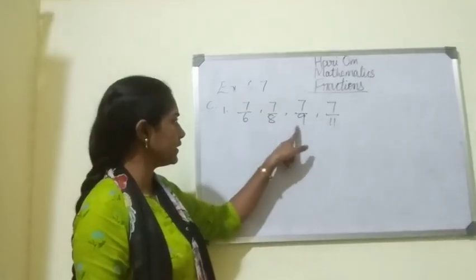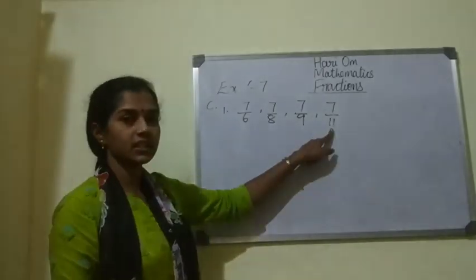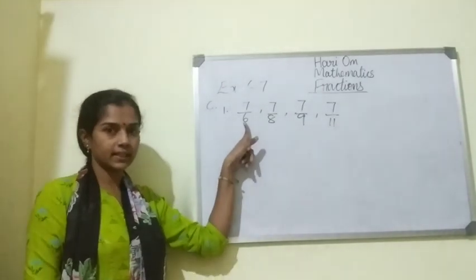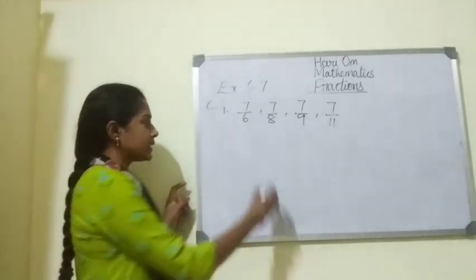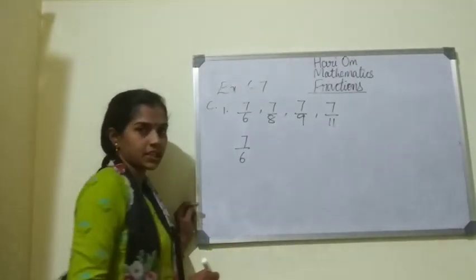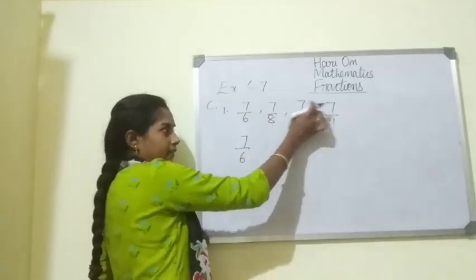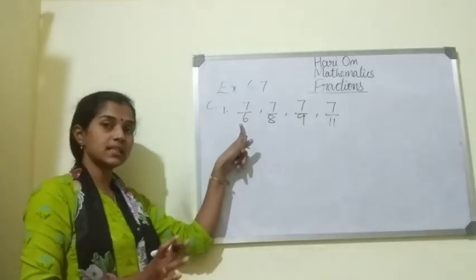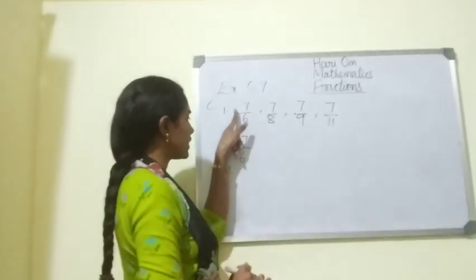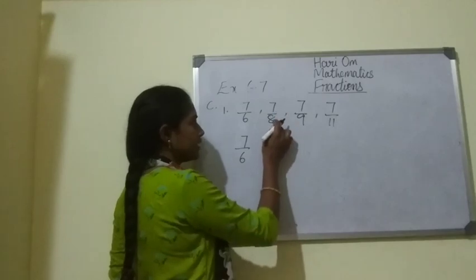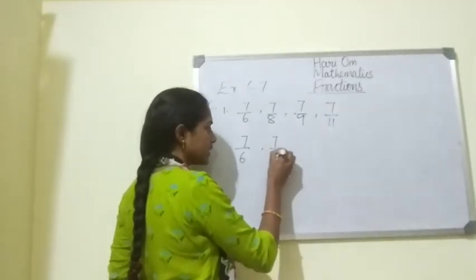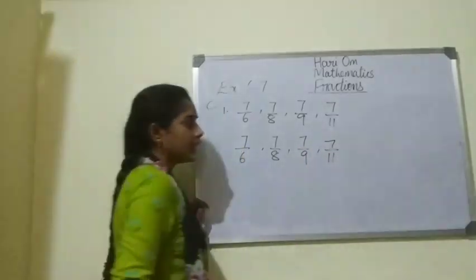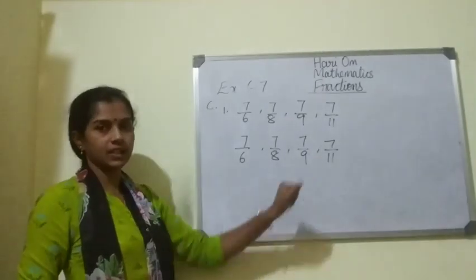We have 6, 8, 9 and 11. Okay, which is the smallest number in the denominator? It is 6. So this is the greatest fraction. Okay, so 7 by 6 is the greatest fraction. Understood, children? Numerator we have the same numbers, the number which has the smaller number in the denominator is the greatest fraction. So 7 by 6. Next smallest is 7 by 8 is the next greatest. 7 by 9 and 7 by 11 is the smallest fraction.